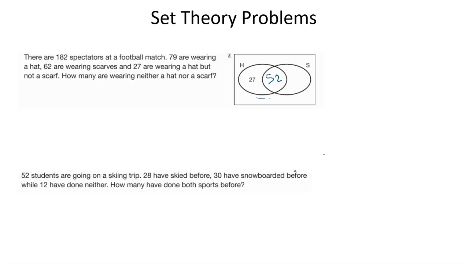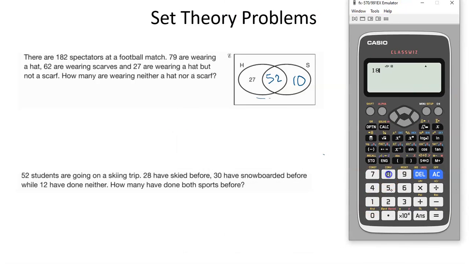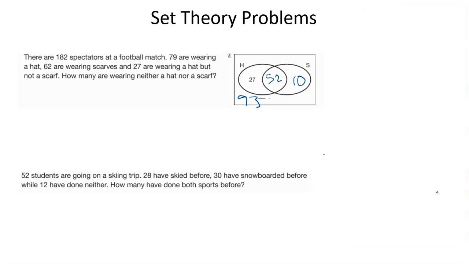Which means of the 62 wearing scarves, 52 of them are also wearing hats, so there's 10 there. And what we know is that the total of the whole of this should be 182. So we can add this up and say what's missing to make it up to 182. So 182 minus the 27, minus the 52, minus the 10, and we get the answer that 93 people are wearing neither a hat nor a scarf.